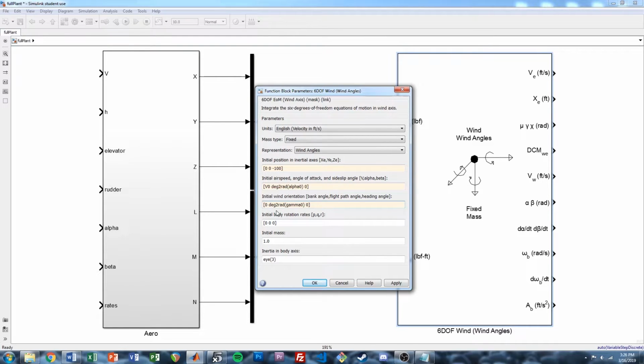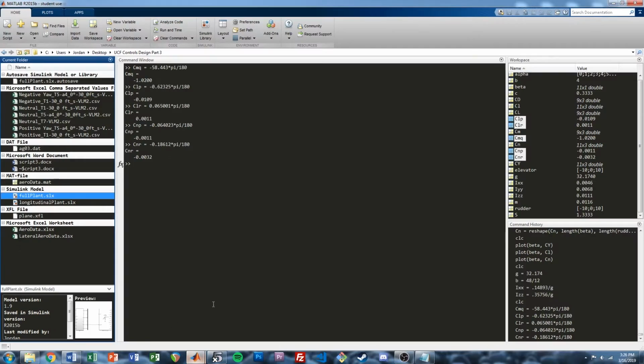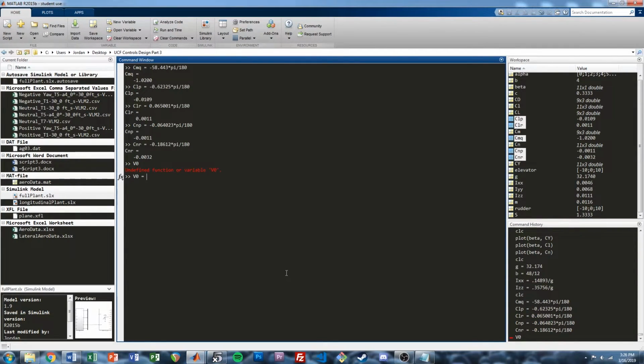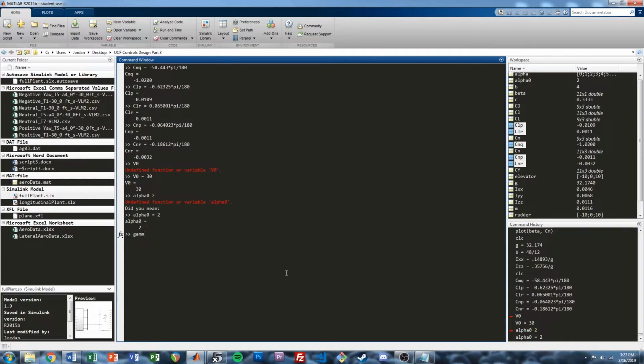And then we'll start at a 0 heading angle. Body rates will all start at 0. The initial mass is going to be m. And then our inertia in the body axes is going to be, we're going to use diag to create a diagonal matrix and then pass a vector inside of it. It's going to be Ixx, Iyy, and then Izz. So I know we don't have V0. So V0 is going to be 30, alpha 0. Let's set it to like 2 right now. And then gamma 0 will be like -5 maybe.